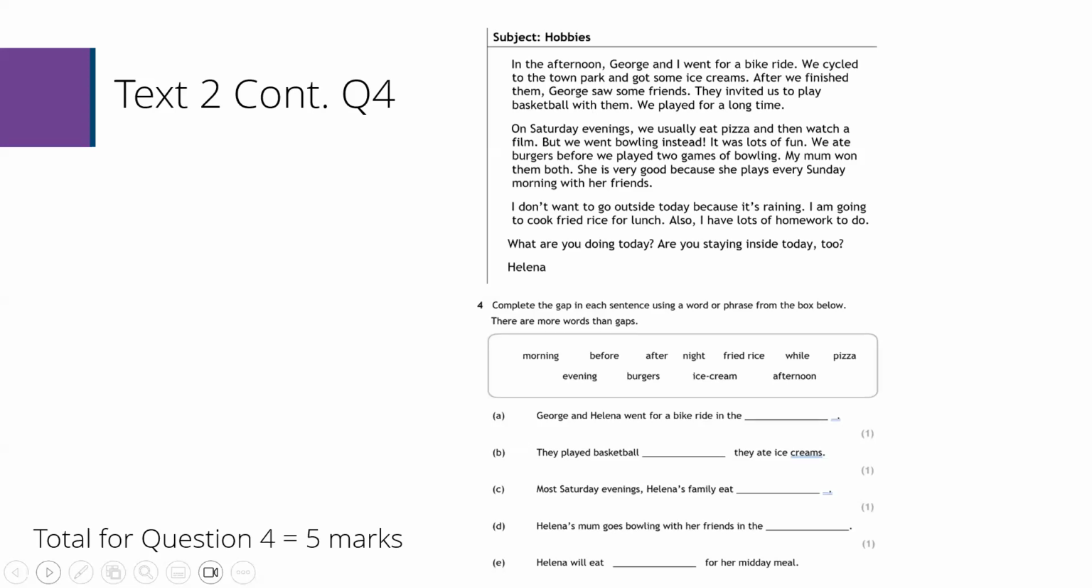But again, in terms of teaching students strategy for those, something you could do is, for A to E there, they could write against each of those words where they could possibly fit in. George and Helena went for a bike ride in the morning. Could be possible. Before, no. After, no. Night, possible. Fried rice, no. While, no. Pizza, no. Evening, possible. Burgers, no. Ice cream, no. Afternoon, possible. So we can begin to narrow down the choices. They played basketball, something, they ate ice creams. Before is possible, after is possible, while is possible.